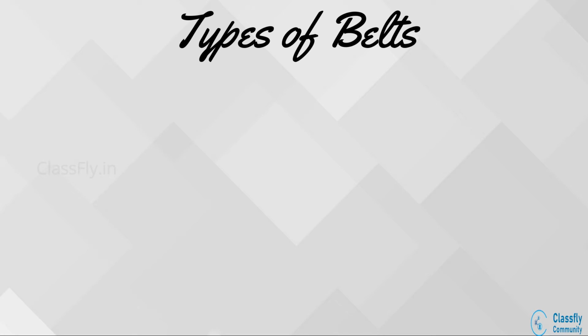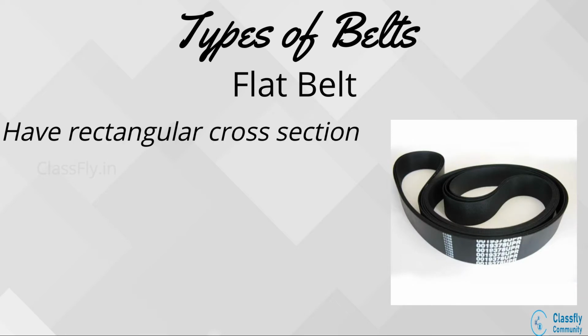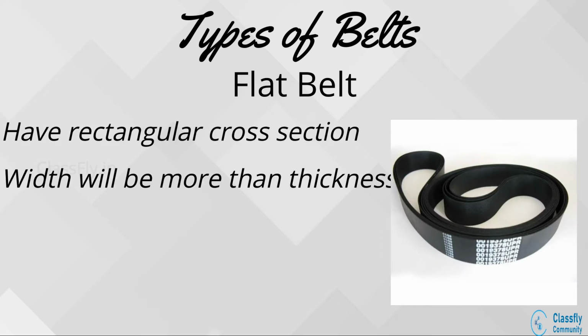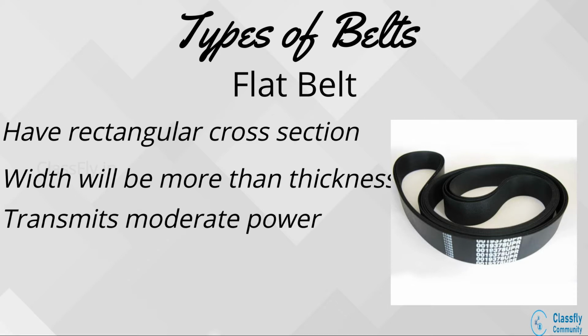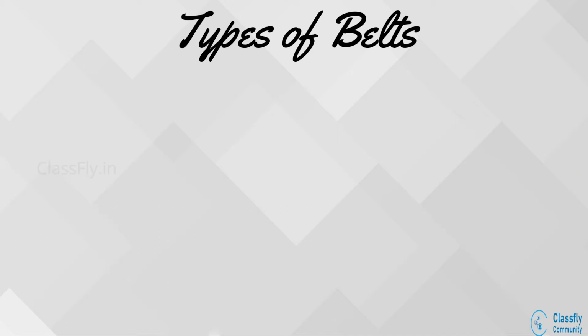Next, let us look into the types of the belts which are used in the belt drive system. Flat belt. Well, this is a belt which has a rectangular cross section. The width of the belt will be higher than its thickness. These belts are used to transmit moderate amount of power. They are used only when there are two pulleys and these pulleys are not more than 8 meters apart.